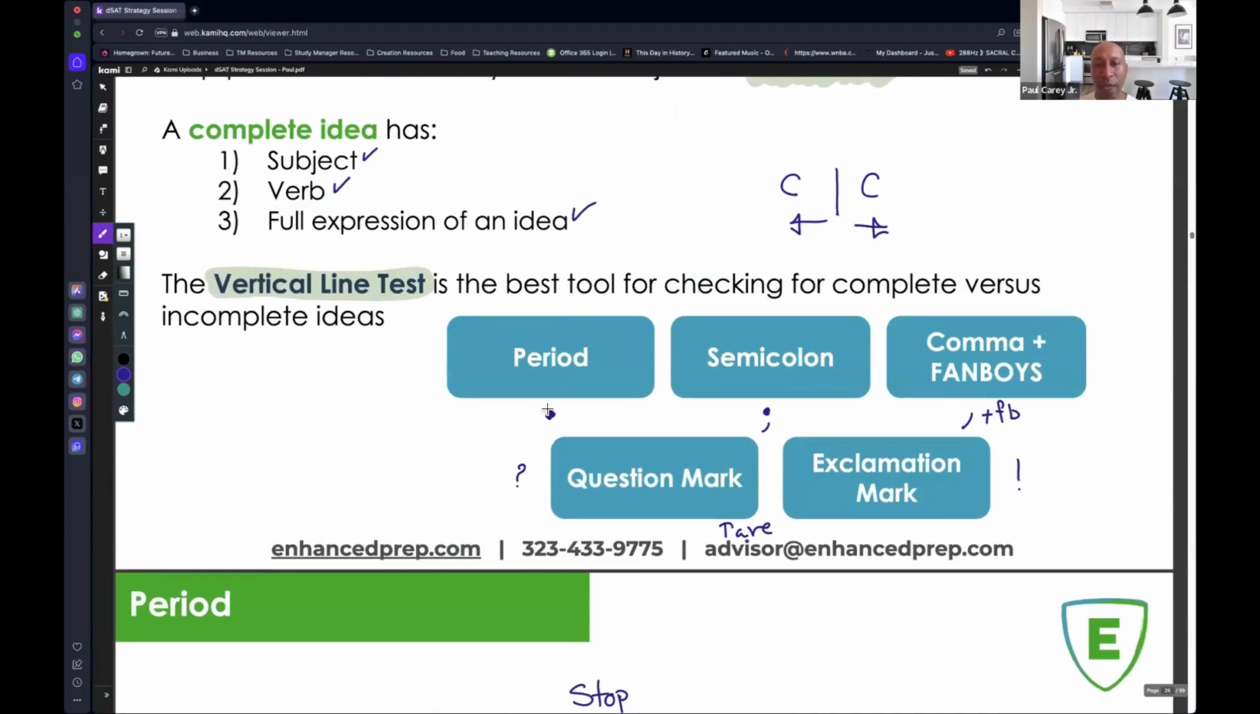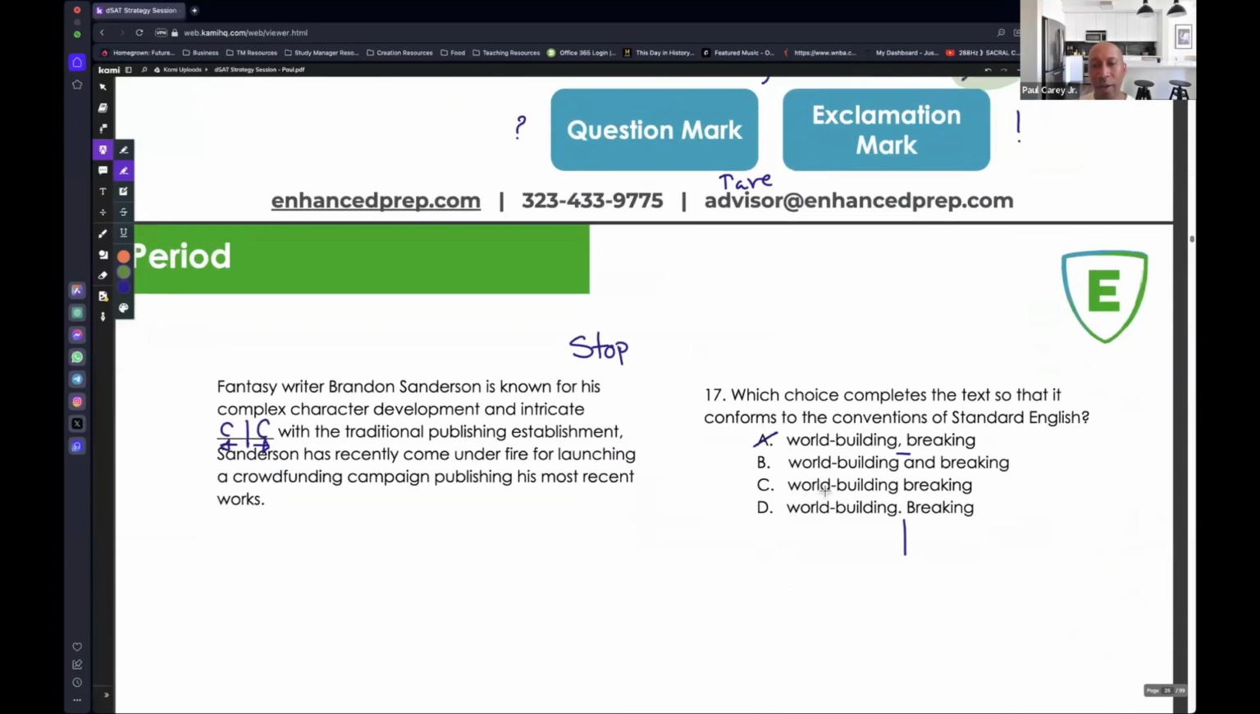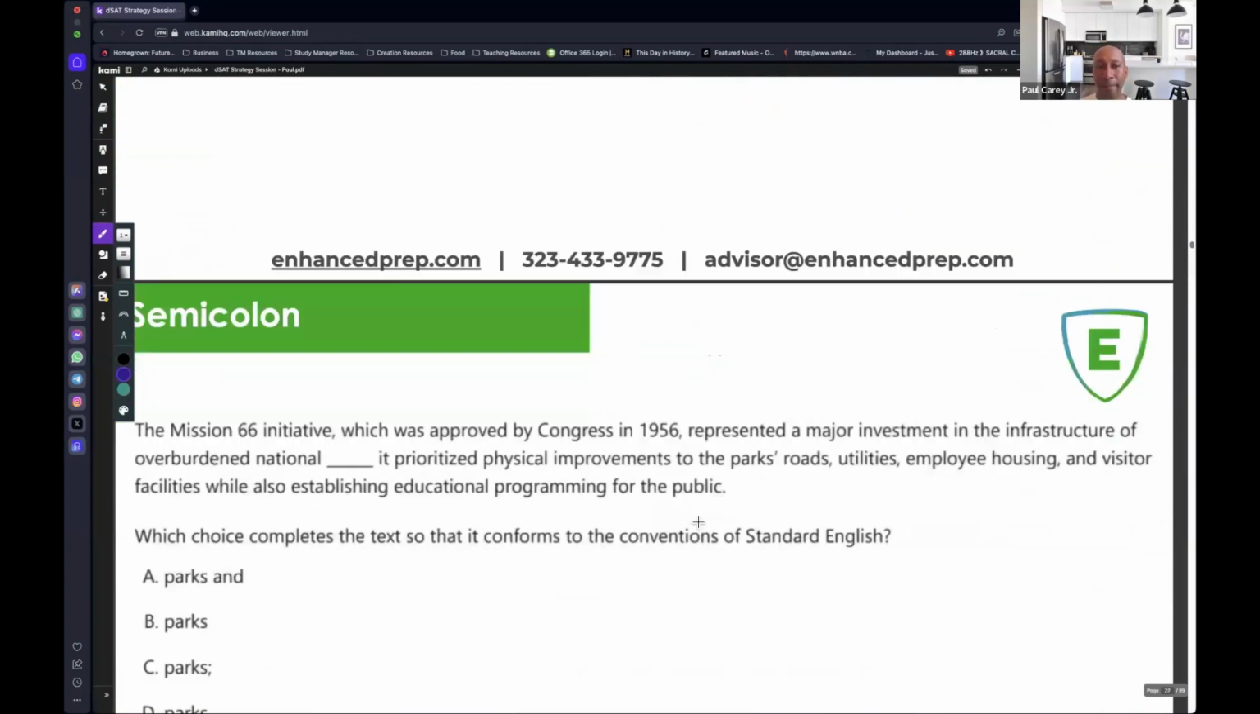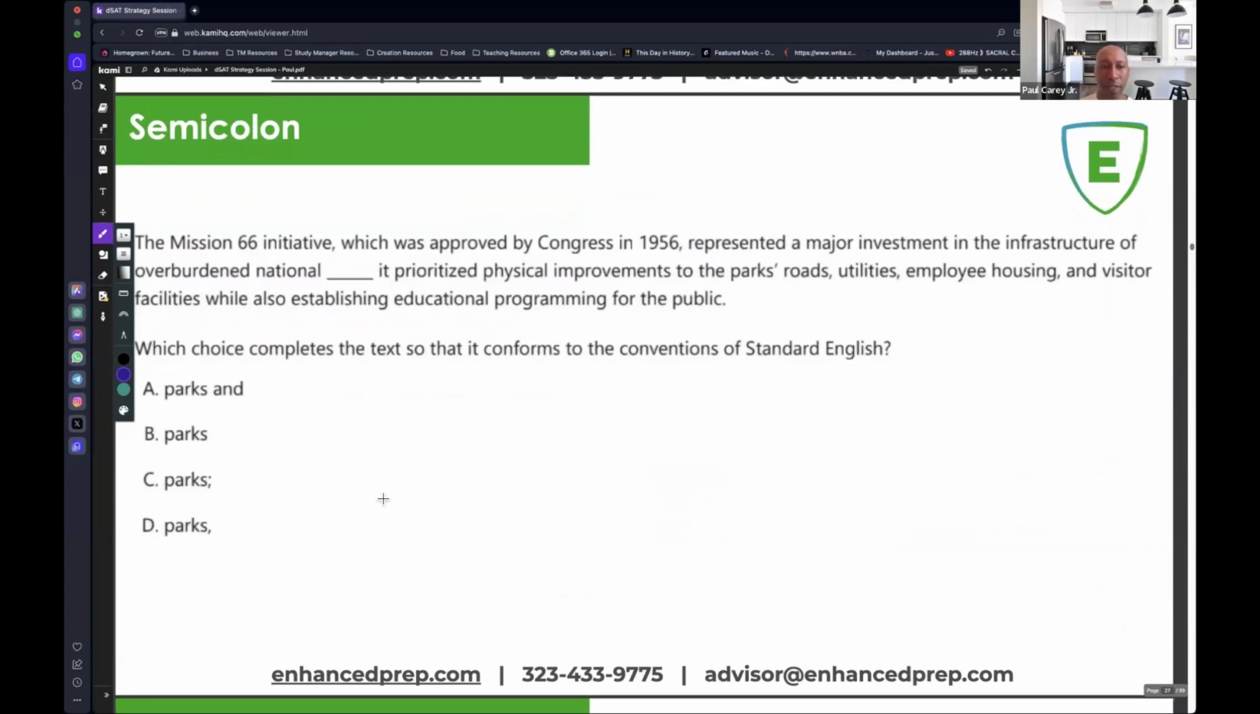As we said before, we have our periods, semicolons, and then our commas plus our fanboys. We'll talk about commas and fanboys a little bit further down, what those are. But we said that we have our comma right here, but we don't see our fanboy. So we just have a comma. That doesn't work. This one, we see that there's no punctuation between those two. So that doesn't work. We see right here, there's also no punctuation that's there. And then we go to our last one where we see we have our stop punctuation with our period, and we're good. Okay. Let's check out how that looks with a semicolon now.